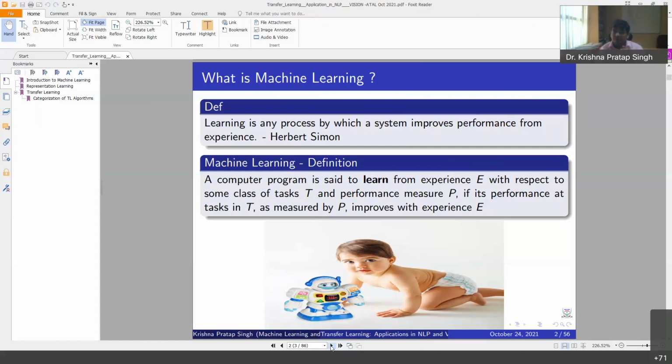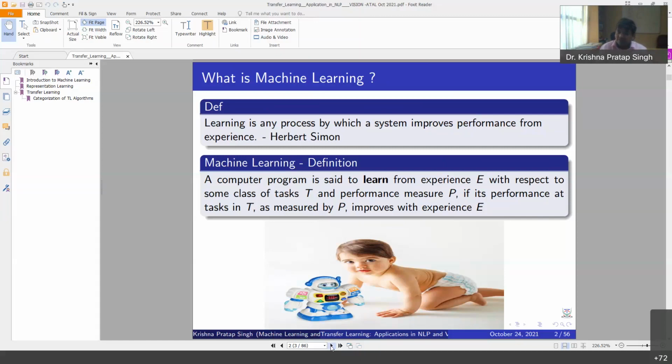So what we do in machine learning for the learning task, for a given data set, is evaluate or see whether the performance of that model is improving with experience or not. We measure that improvement, and if it is improving, then we say that learning is happening.